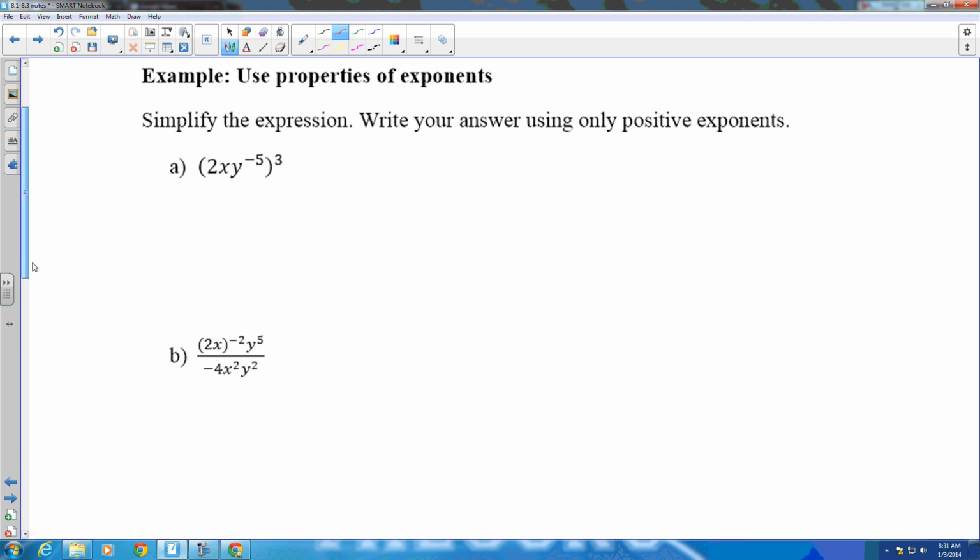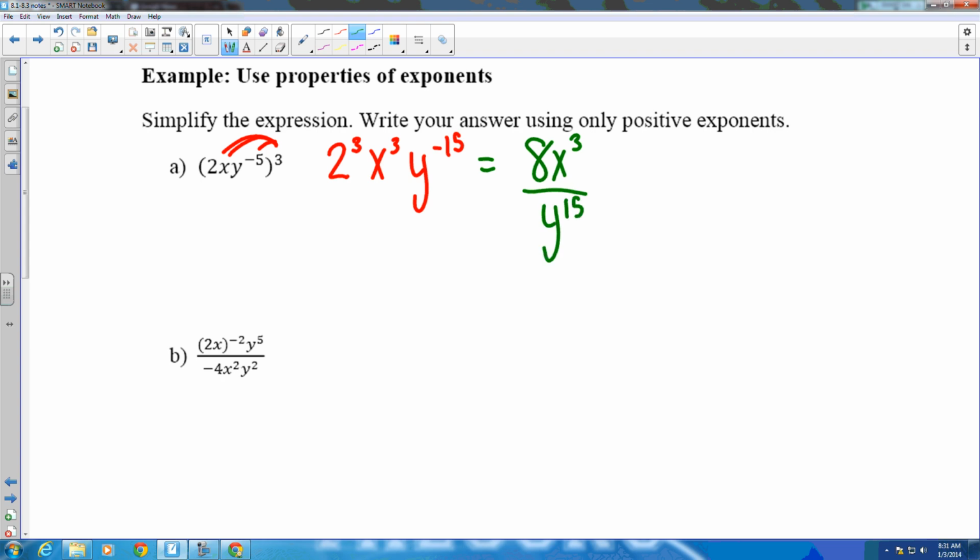Now we're going to use all of our properties here. We distribute the 3 into every term, so it's 2 to the third, x to the third, y to the negative 15th. Remember, when it's a problem with numbers and variables, you want to simplify just the number, and we also need to move the y to the 15th to the bottom to make it positive. So this would be 8 x to the third over y to the 15th.